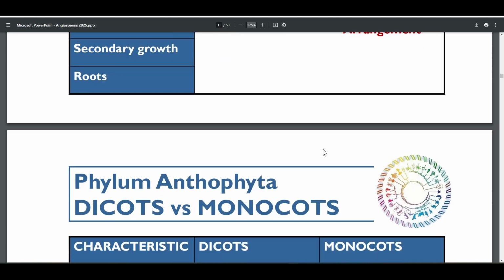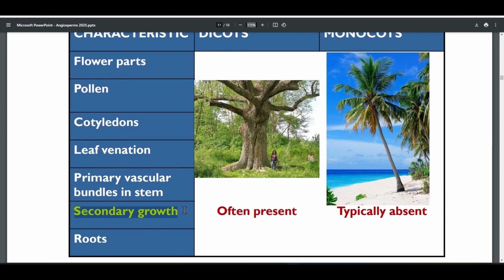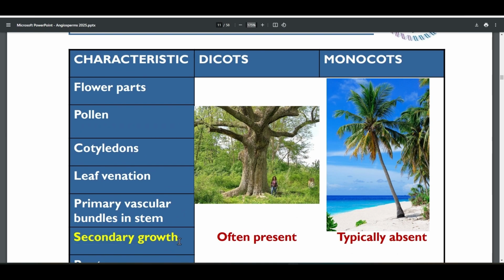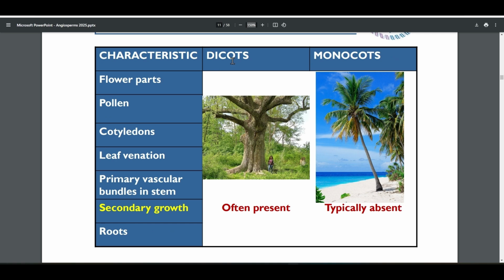All right, moving on. So, I believe in the last video, I talked about secondary growth. That is the thickening of the stem through the growth of secondary xylem and phloem. For dicots, it's usually present. That's why trees are really thick. But for monocots, it's typically absent. So this is a palm, or you can think of a coconut tree. You can see comparatively the main stem. This one is way thinner, and this one is a lot thicker.